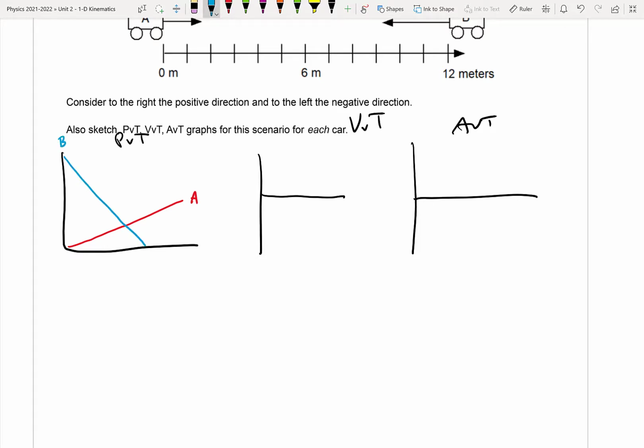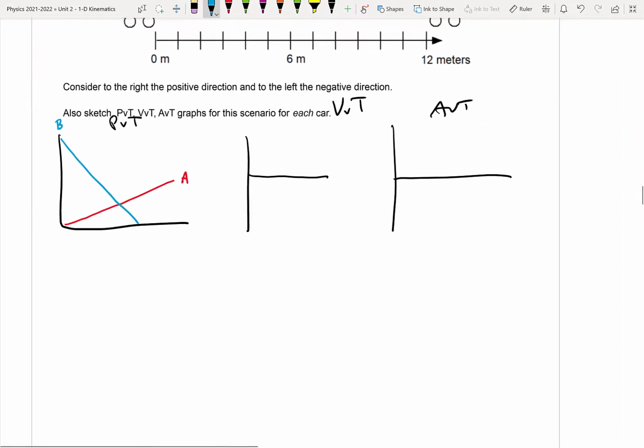Okay, there's cart B. And then we have velocity. B is a constant negative value here, minus 2.2. And cart A is going to be constant positive velocity closer to the x-axis. Okay, and then for acceleration, nothing. It's 0 because they're constant speed.